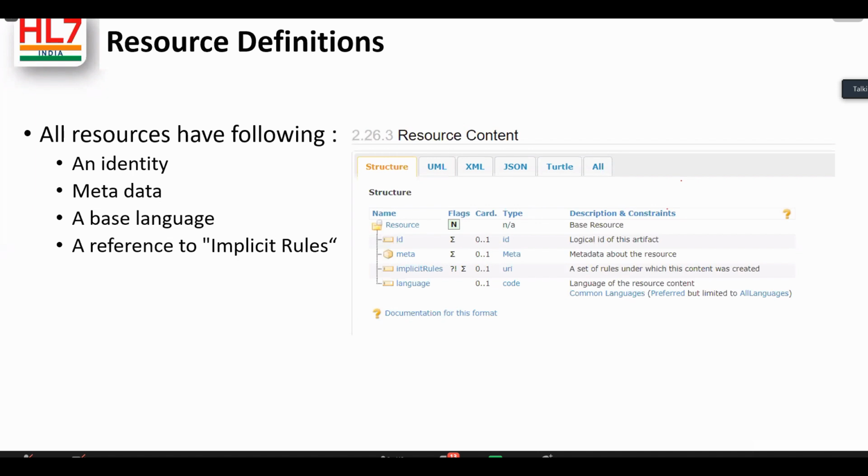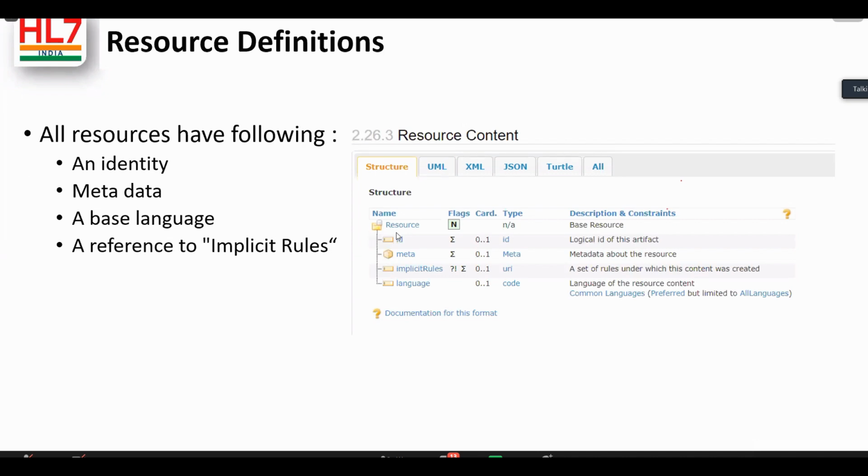So this is the question that you had right now, right? So how do the resource definitions work? All resources have an identity, a metadata, a base language, and a reference to implicit rules. Okay. So that's at the resource level.